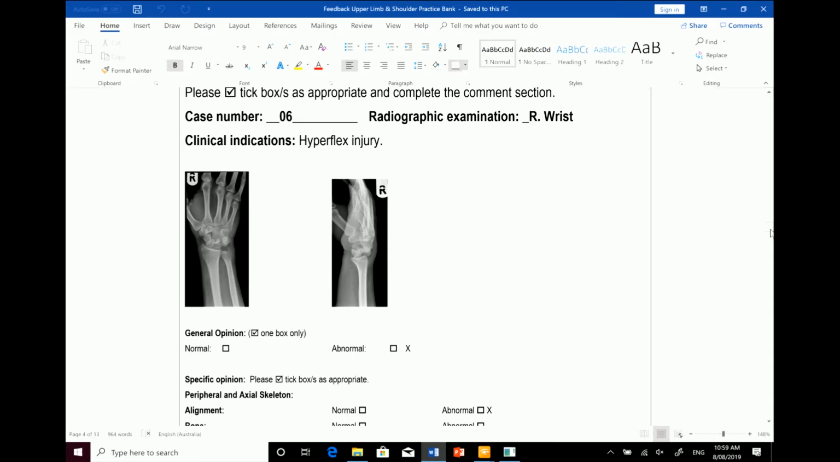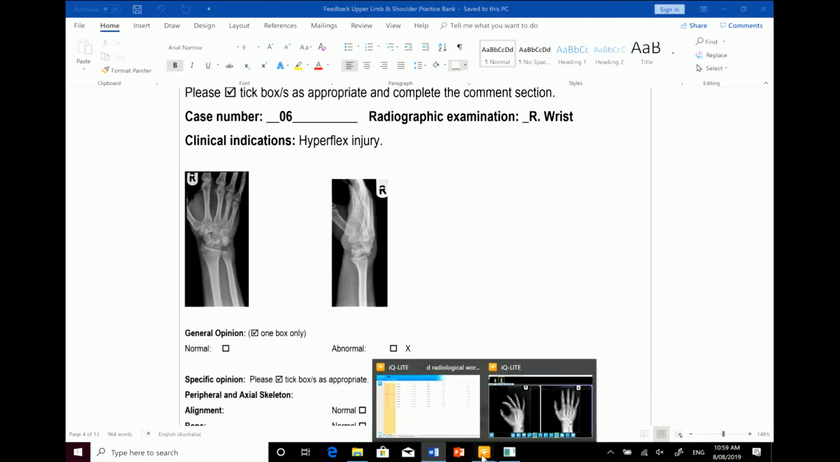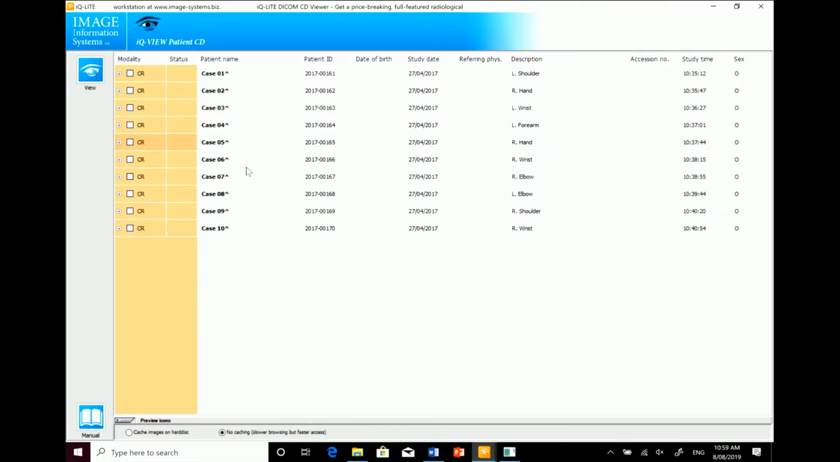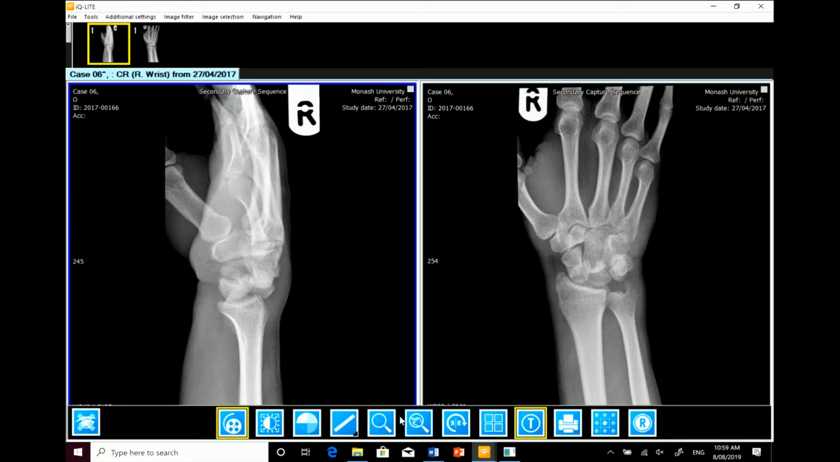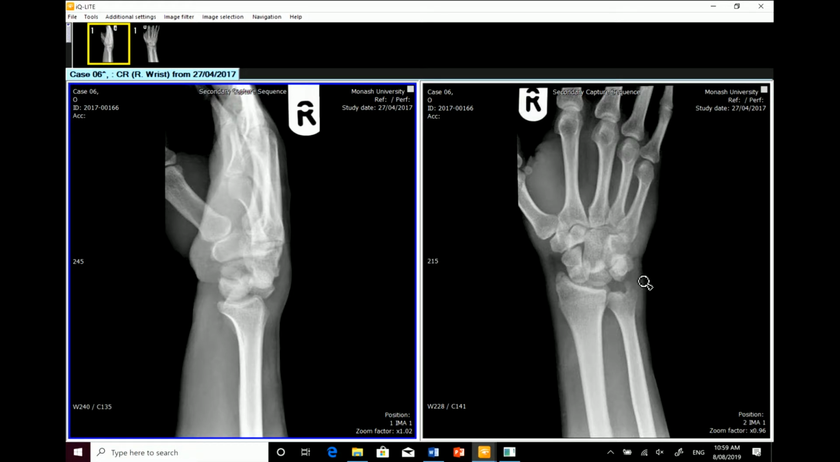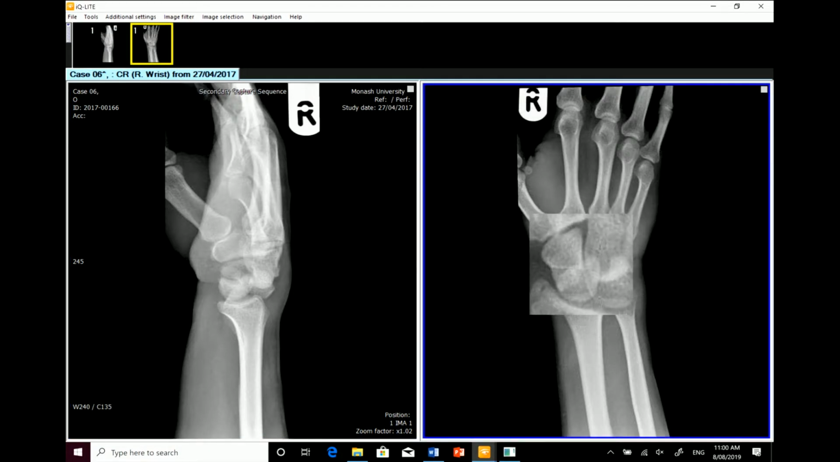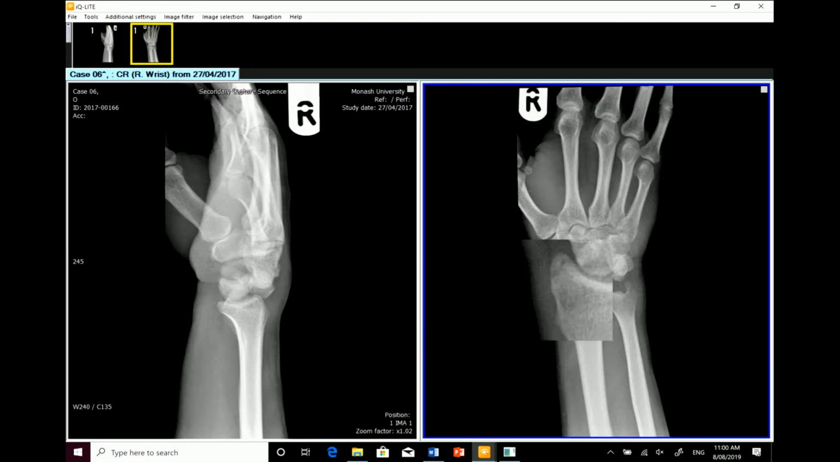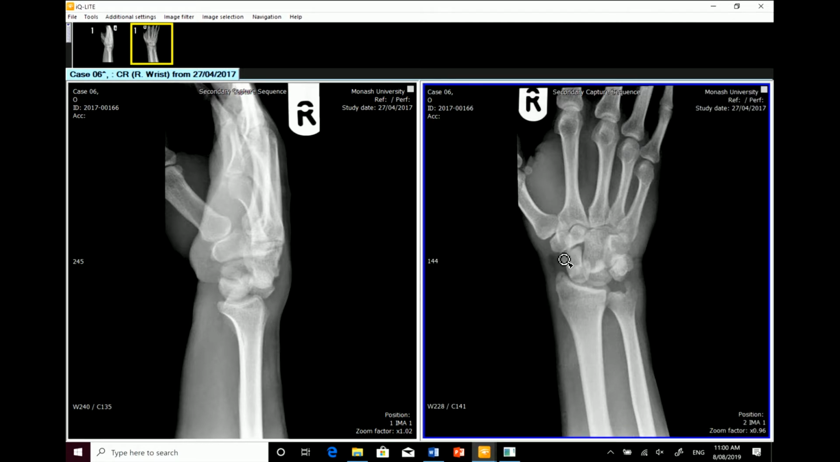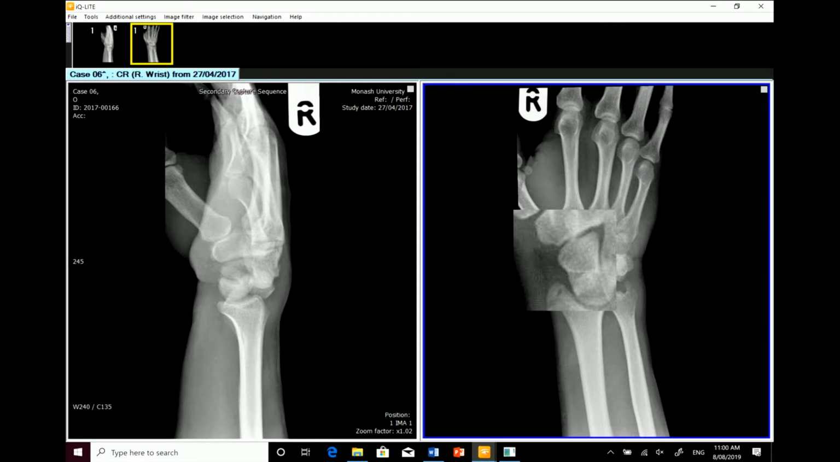Okay, so for case 6, it's again a wrist, and this patient had a hyperflexion injury. Okay, so if we look at the PA view first, and if we just scrutinize the wrist area, we can see that the proximal carpal bones have lost all of the joint spaces. We can also see that the radial styloid process has a fracture, which is undisplaced, and then there's a quite visible scaphoid fat stripe.